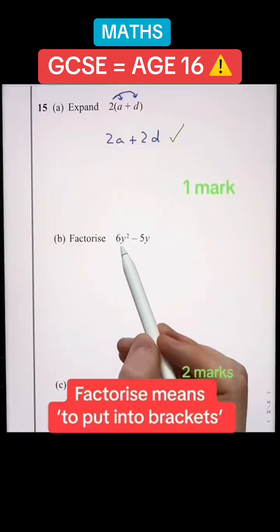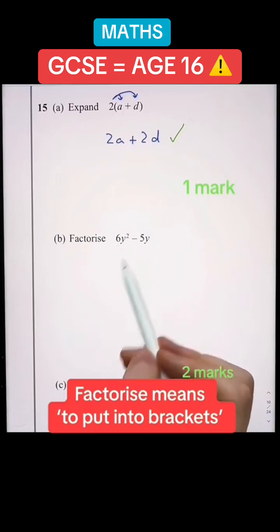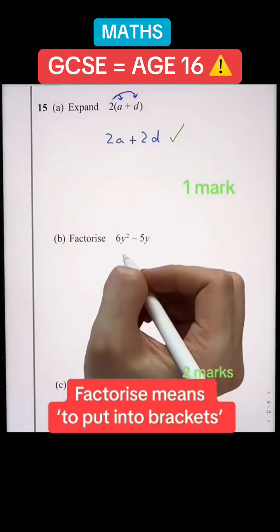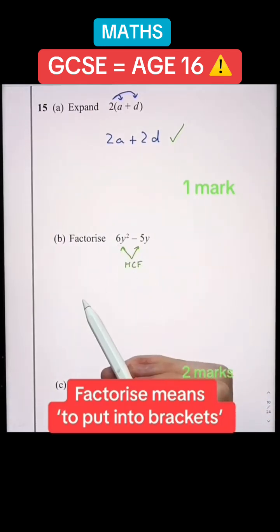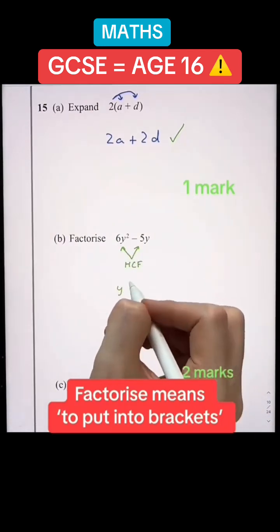Part B, factorise 6y squared minus 5y. Every time we see 2 terms, we always try single brackets. We want to take out the highest common factor from both terms. In this case, the highest common factor in 6y squared and negative 5y is single y. We now open our single bracket.